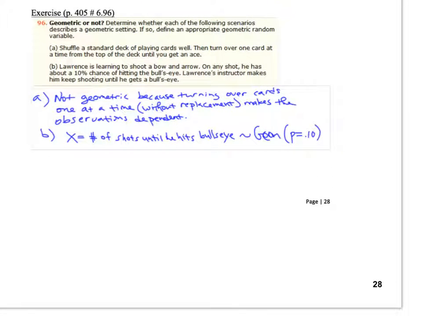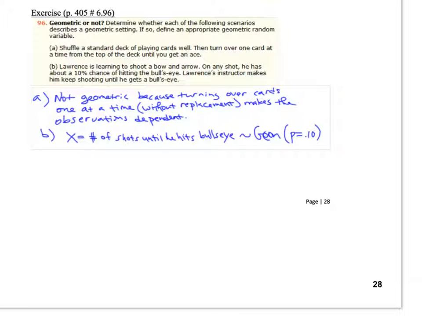So first example here is, can we identify something as geometric or not? In order to do so, let's check out the context. First, shuffle a deck of playing cards. Turn the cards over one at a time until you get an ace. Well, we have to say not geometric because turning cards over one at a time is without replacement and it makes the observations dependent.